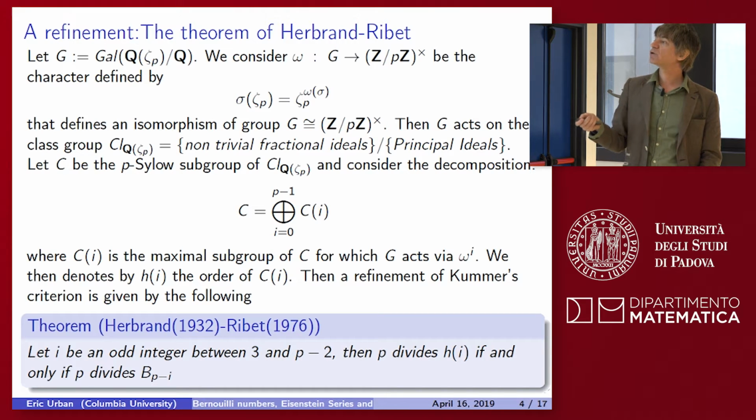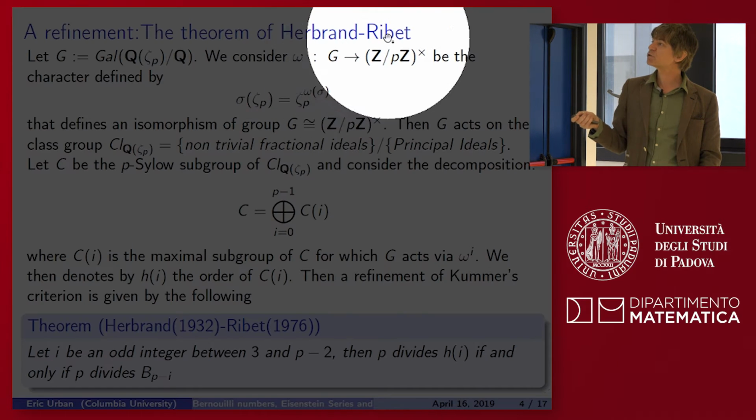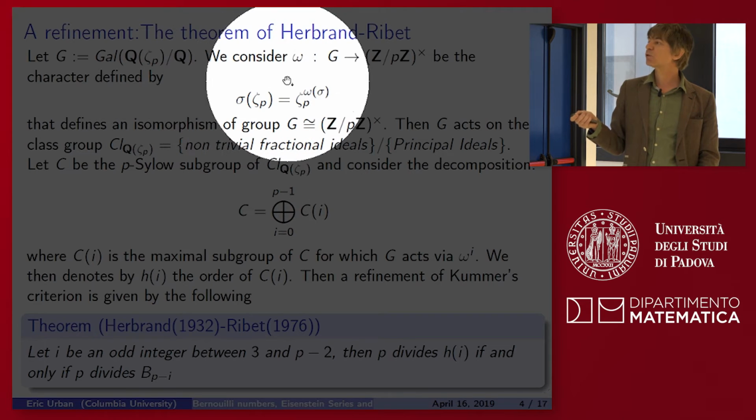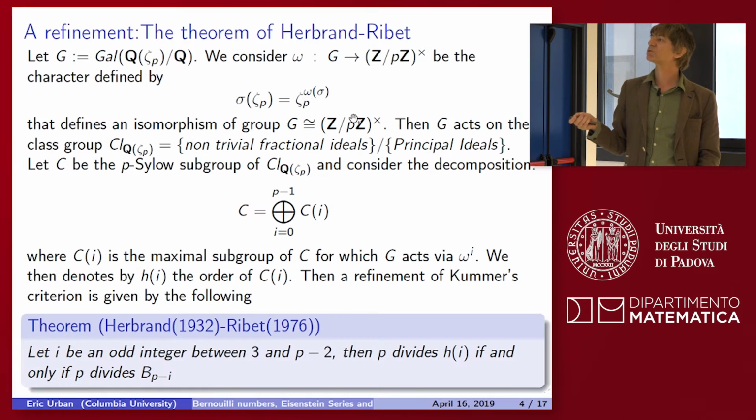And actually, because theta p is a primitive root of unity, sigma of theta p has to be also a primitive root of unity, and that's why this omega of sigma has to be non-zero modulo p. So this map actually defines an isomorphism between the Galois group and Z mod pZ cross.